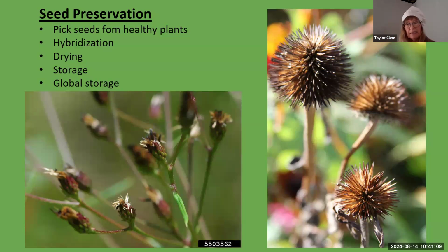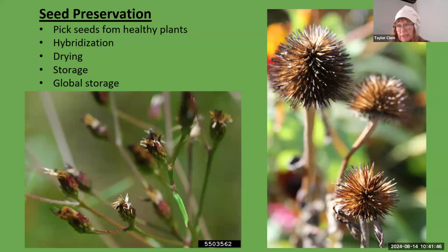Pick seeds from healthy plants. We have two types of native plants here. Off to the right is a rattlesnake master. Left is a narrow-leaf ironweed. They're both in seed. There are a whole different set of resources where they'll tell you how to collect the seeds, how to prep for them, how to store them. You can become your own little seed bank, and certain seeds you can put into the refrigerator or the freezer for a period of time where they'll still be okay for the next year.